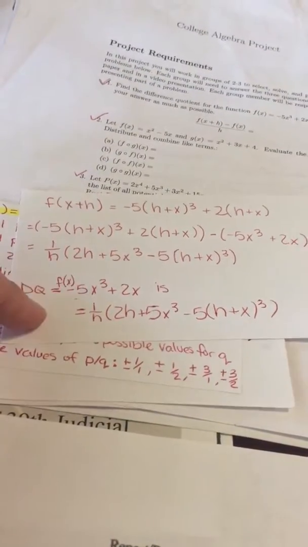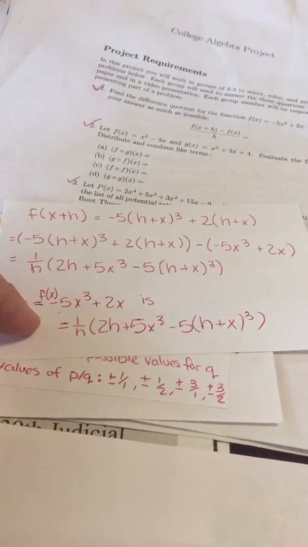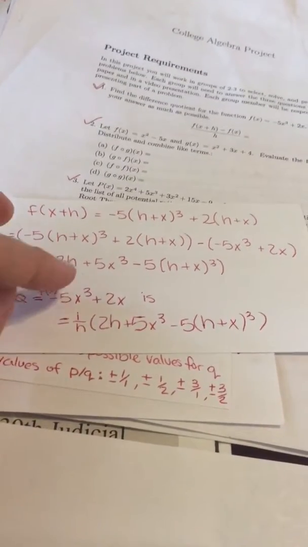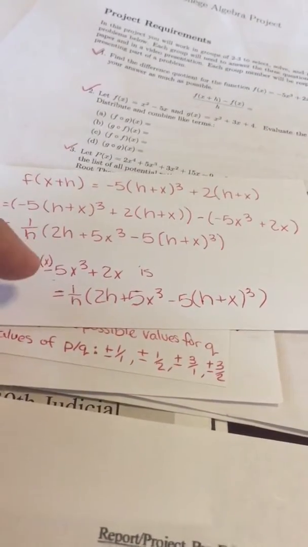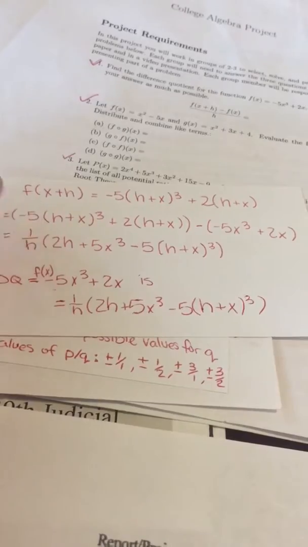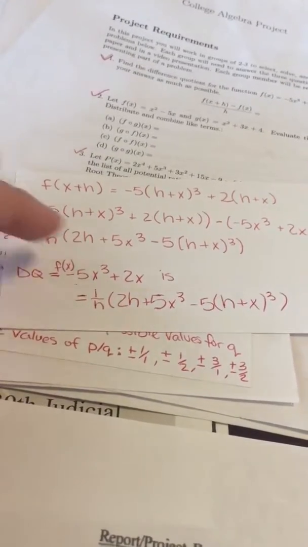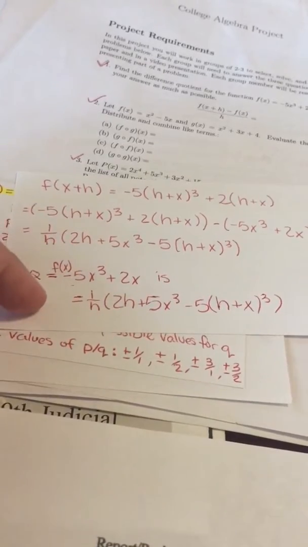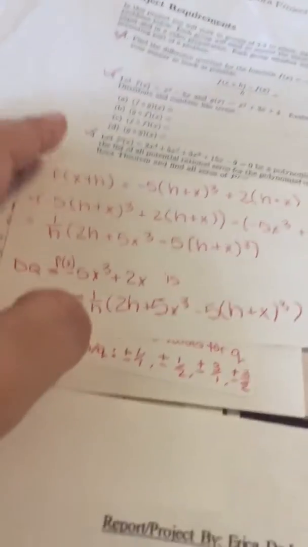Your difference quotient equals f(x) minus, negative 5x to the third plus 2x, and your answer is gonna pretty much stay the same as this one. That's really what it is. It's just moving it down. Yeah, so there's that one.